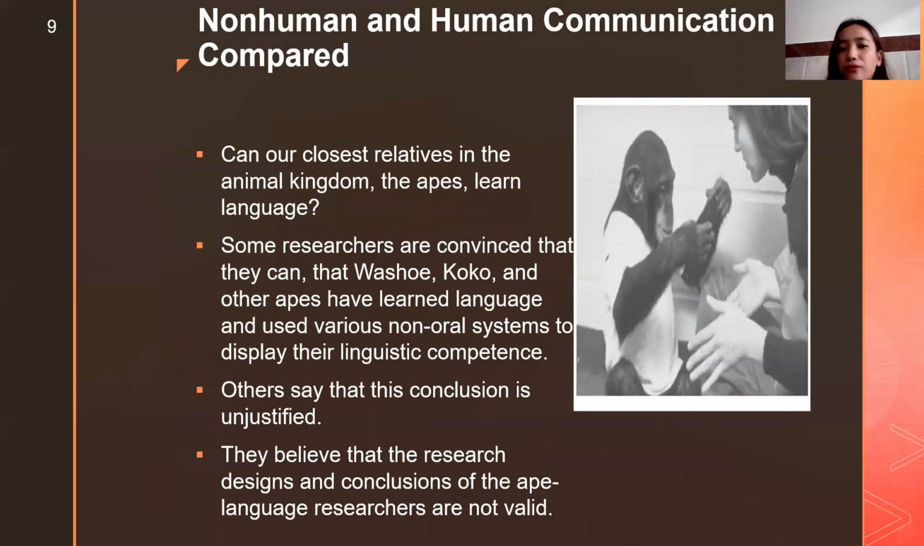Can our closest relatives in the animal kingdom, the apes, learn language? Some researchers are convinced that they can. Washoe, Koko, and other apes have learned language and use various non-oral systems to display their linguistic competence. Others say that this conclusion is unjustified. They believe that the research design and conclusions of the ape language researchers are not valid.